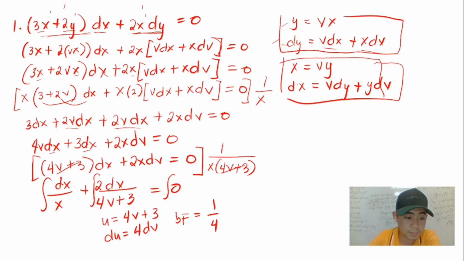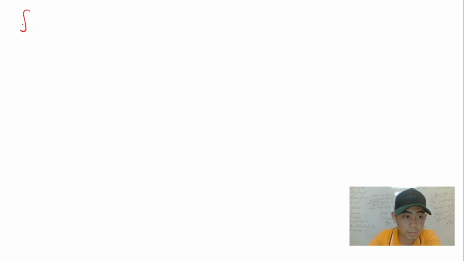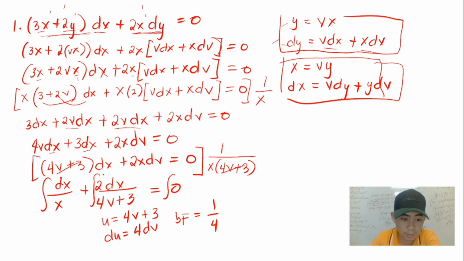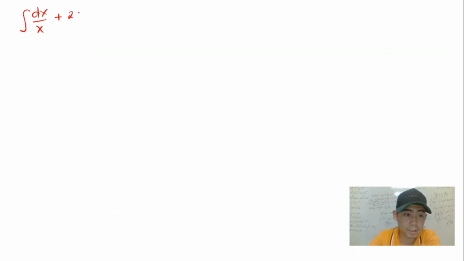So, let's rewrite first. The integral of dx over x plus 2 times the integral. The 2 is a constant, so we take it out. Multiply it by the balance factor, which is 1/4, times the integral of du over u, is equals to the integral of the constant, which is 0.